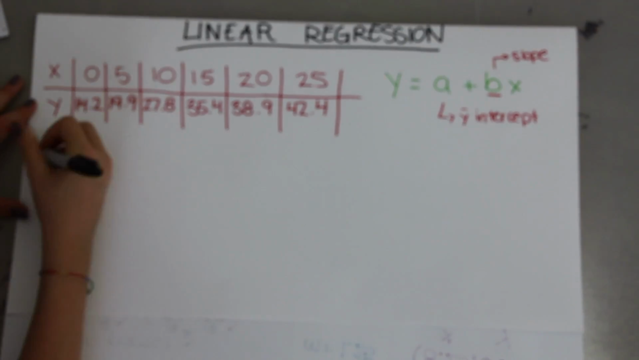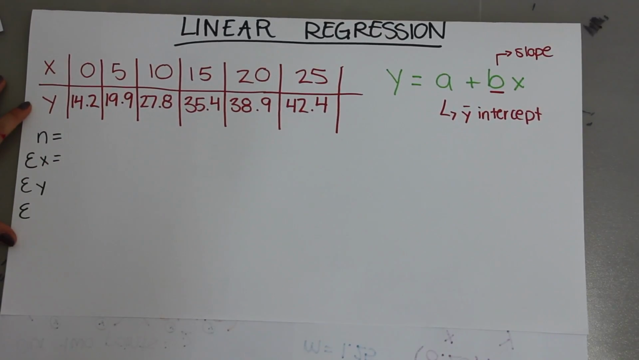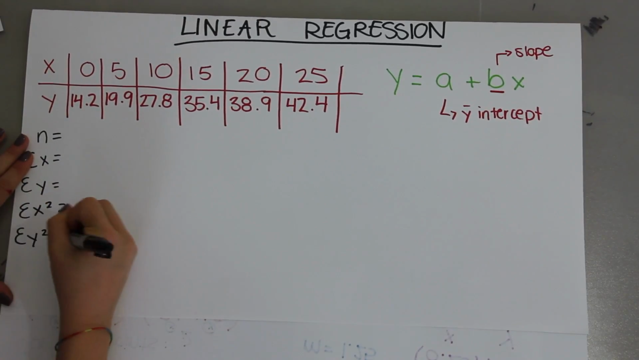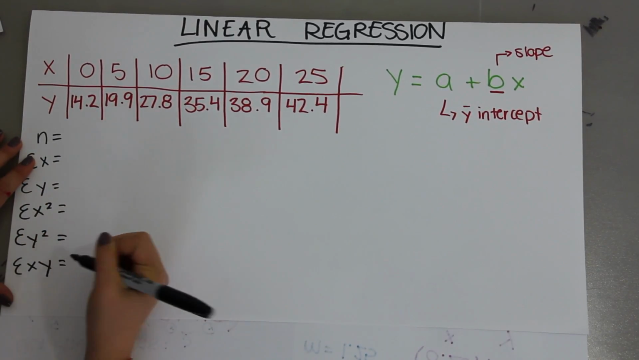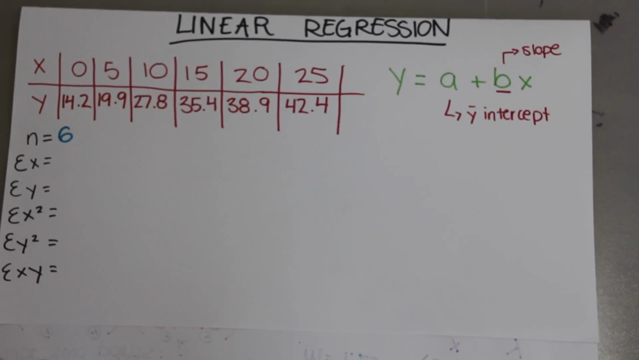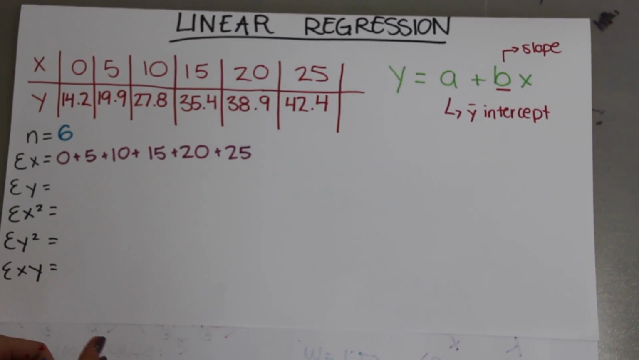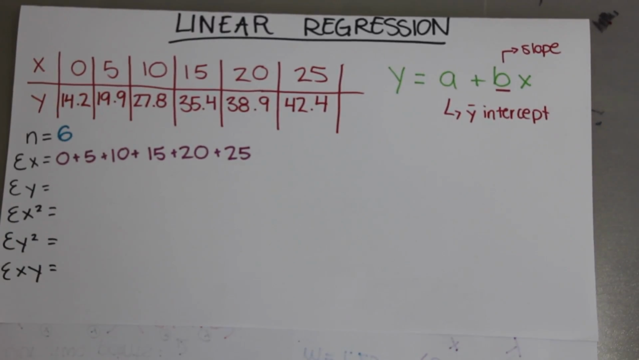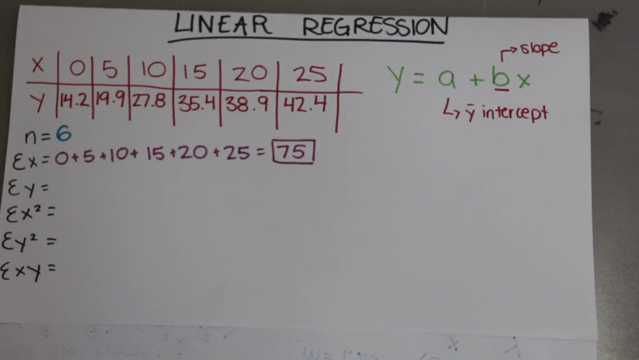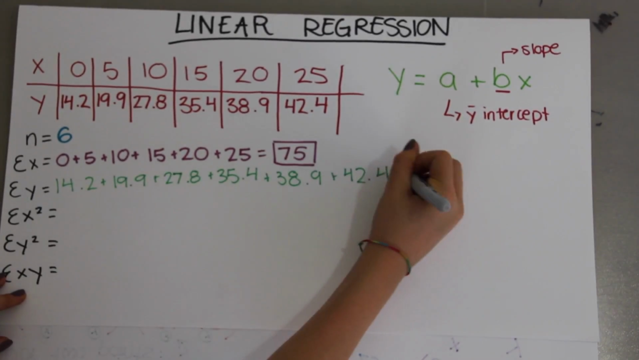There will be 2 different formulas for finding a and b. However, before that, to make things easier later on, we'll find what I call the sums. Here I wrote them all down in order, and by the way, this E is a Greek letter that just means the sum of. The first step is to count the samples. In this data, we have 6. Next, find the sum of x, meaning you add 0 plus 5 plus 10 plus 15 plus 20 plus 25. Then you do the same for the sum of y, the sum of x squared, and so on.